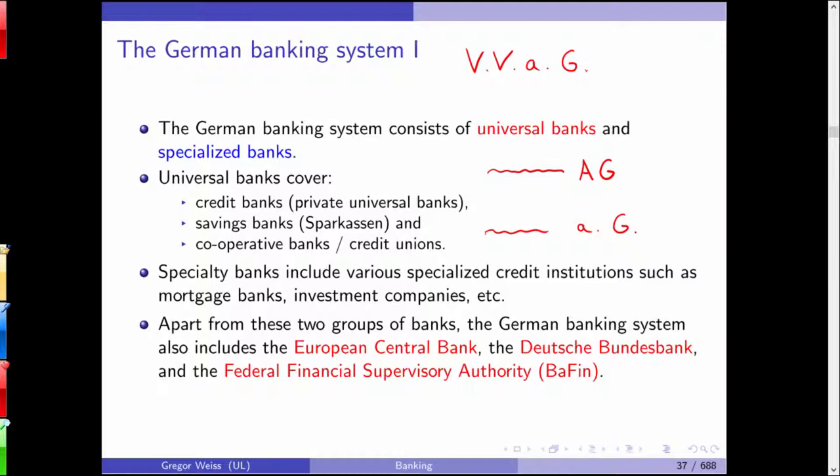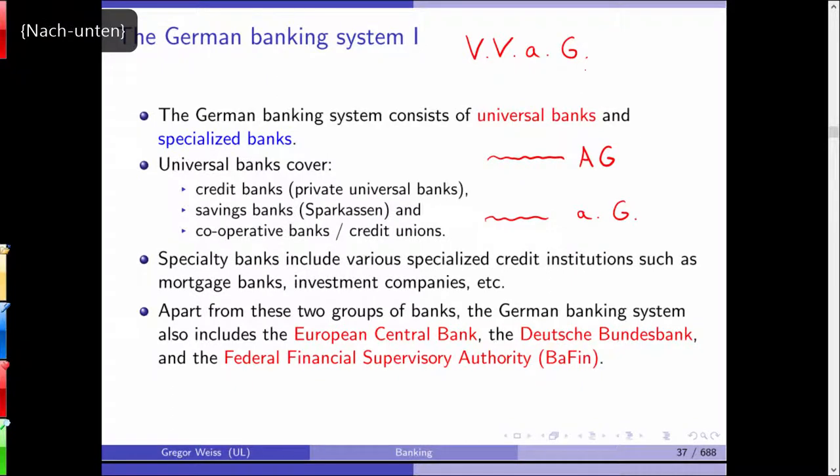BaFin was founded by the incorporation of three other agencies: the Federal Financial Supervisory Authority for Banks, the Federal Supervisory Agency for the insurance sector, and the third one for the stock exchange and securities trading. Bundesanstalt für Kreditwesenaufsicht, also BaKred, and two other supervisory authorities. All these three agencies were combined and incorporated into BaFin a couple of years ago because the government realized that financial supervision shouldn't be done by three agencies, but by one agency, because the financial sector is highly integrated nowadays.